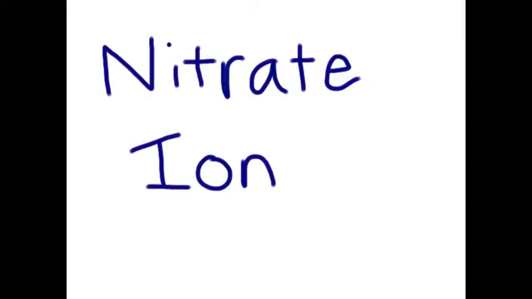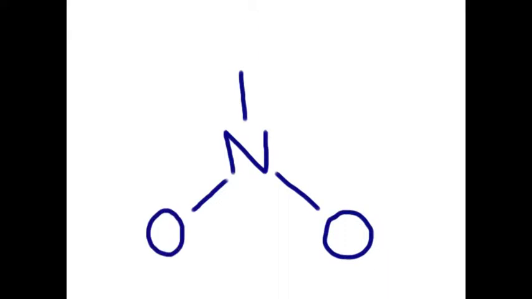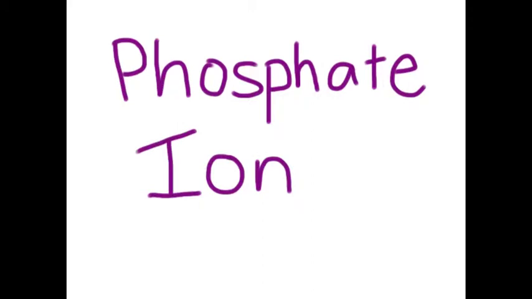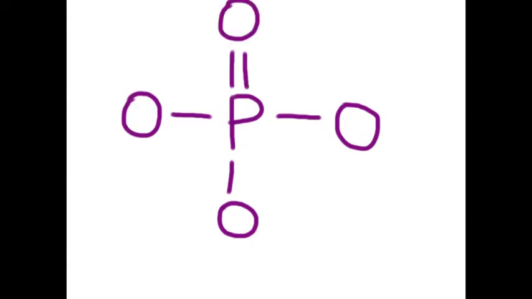To connect this unit to what you've learned in chemistry, take a look at the structure of nitrate and phosphate. The nitrate ion is a central nitrogen atom surrounded by 3 oxygen atoms. The phosphate ion consists of a central phosphorus atom surrounded by 4 oxygen atoms.